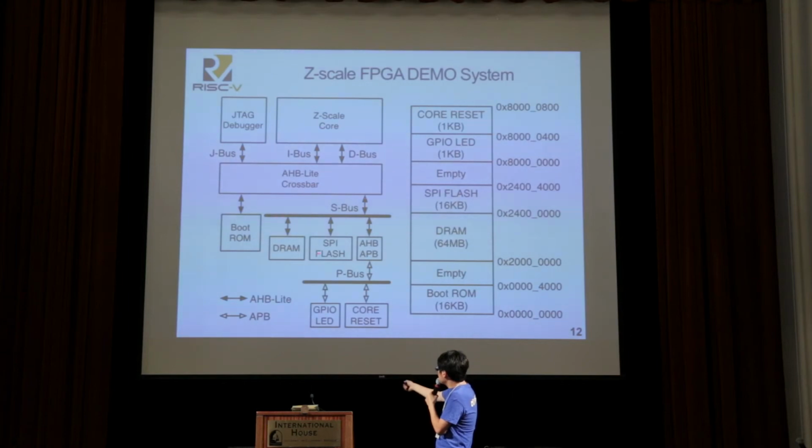On the S bus, there are the DRAM and SPI flash over here, and then on the AHB APB bus, there's the simple GPIO LED and the core reset register, which is tied into this core register over there, so that the JTAG can program the reset of the core. And this is the memory map that I came up with. So the Zscale core boots up, starts executing instructions over here, and then you can do load and store to the DRAM, the SPI flash, the GPIO LED, and the core reset.